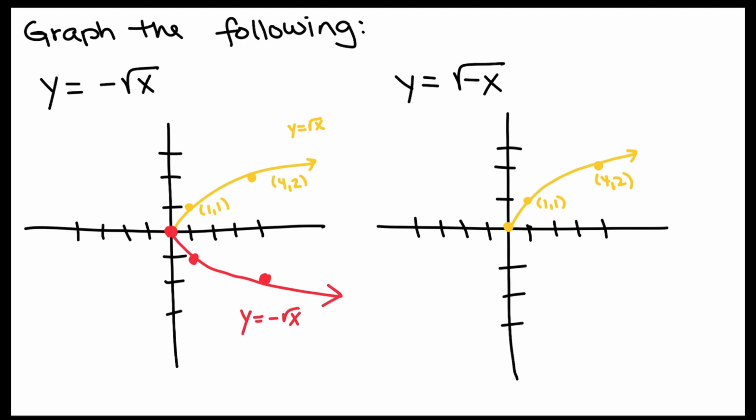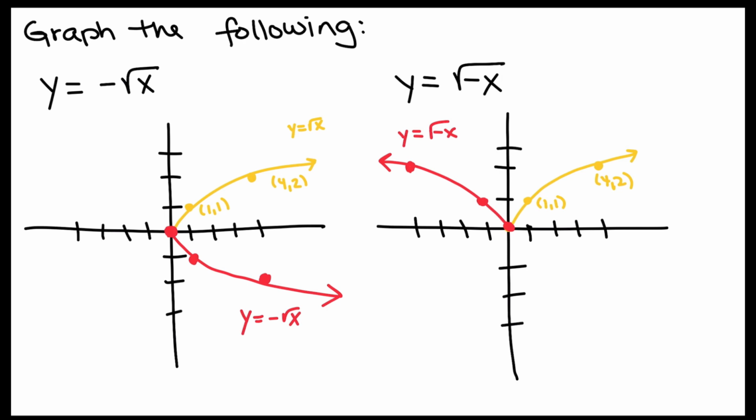Whereas the graph on the right, square root of -x, the negative is now inside the square root. So what that's going to do is change the sign of all the x values. Origin stays where it is. 1, 1 becomes -1, 1. 4, 2 becomes -4, 2. And so now, when we change the sign of our x values, our graph has flipped or reflected over the y-axis.